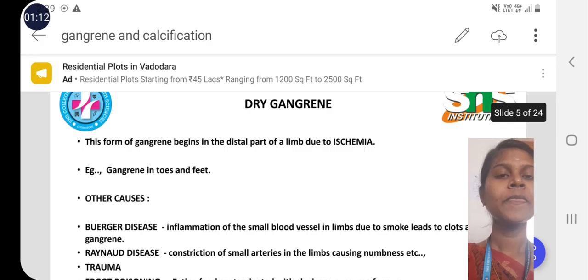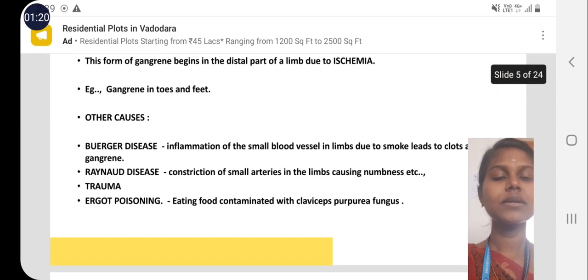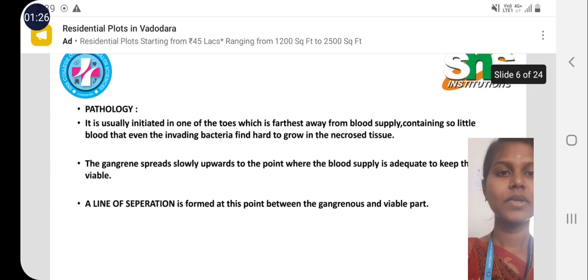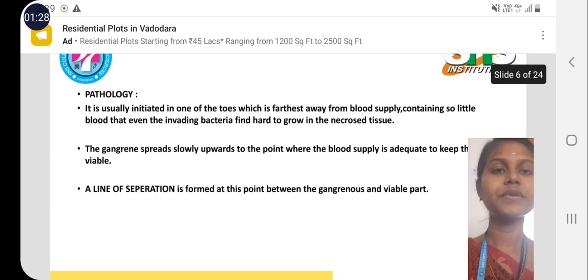Dry gangrene. This form of gangrene begins in the distal part of a limb due to ischemia. Example: gangrene in toes and feet. Other causes may be Buerger disease, Raynaud disease, trauma, and ergot poisoning. General pathology of dry gangrene.